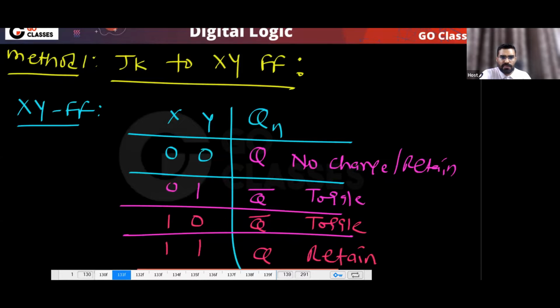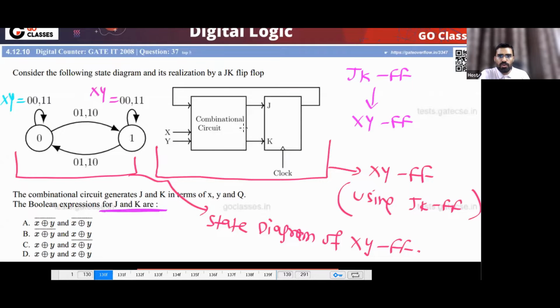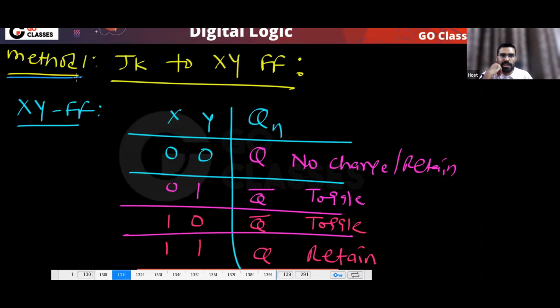So this is your XY flip-flop. So let's convert the JK flip-flop to XY flip-flop. This question you can solve by at least 4 methods, and I will tell you all 4. The first method is the conversion of JK flip-flop to XY flip-flop.